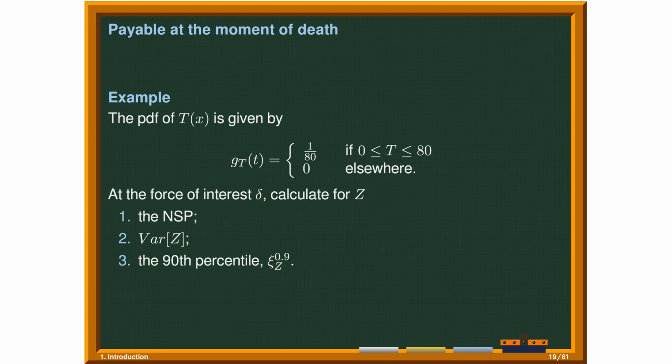And given that the force of interest is delta, we want to calculate for the random variable z, the net single premium, the variance of z, and the 90th percentile. Okay? We can see that with how the PDF is given, the random variable t has a uniform distribution on the interval from 0 to 80.